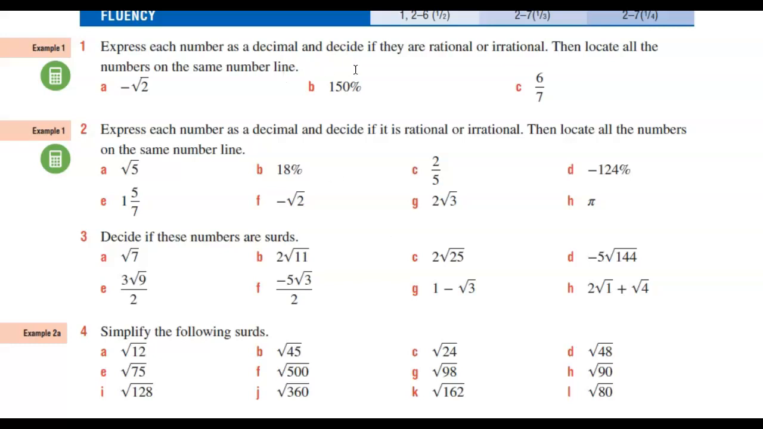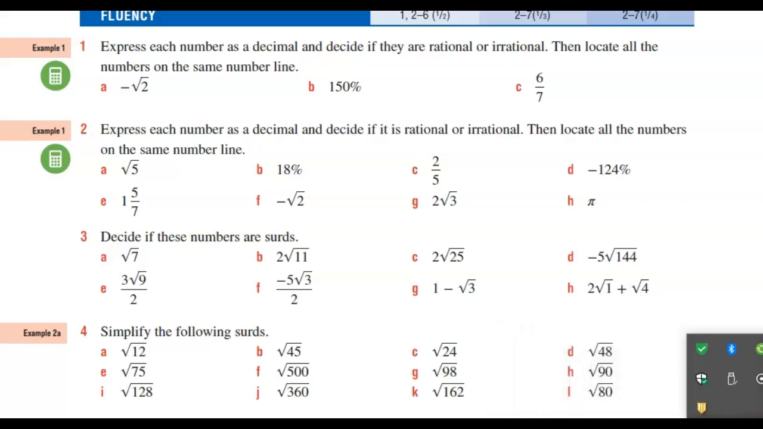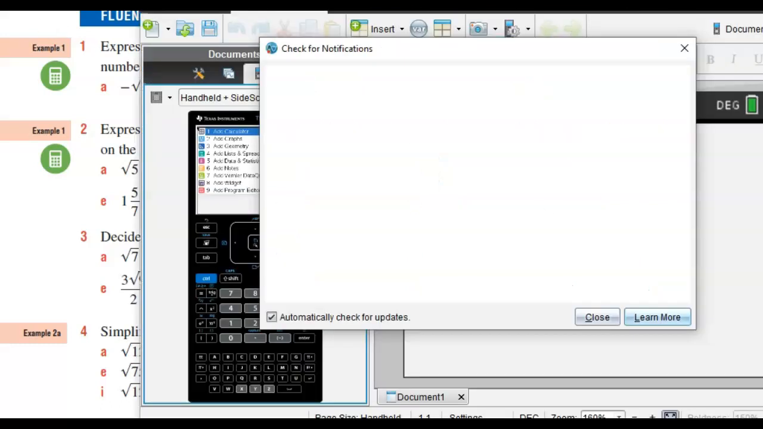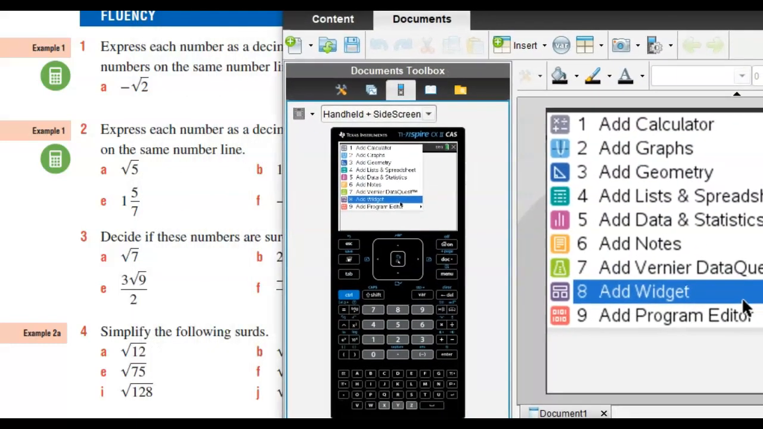So, express each number as a decimal and decide if they are rational or irrational, then locate all the numbers on the same number line. So, I'm just going to get my calculator up. Sorry, my calculator's just playing up. There we go. It decides to open when I start playing the video again.